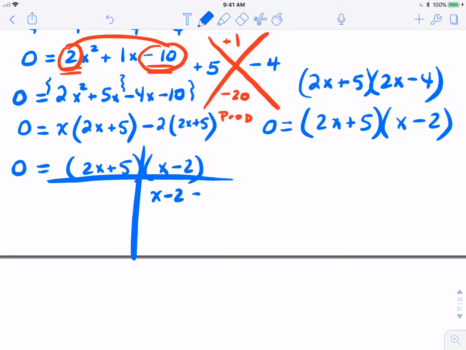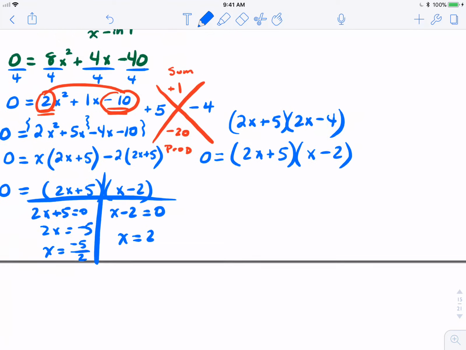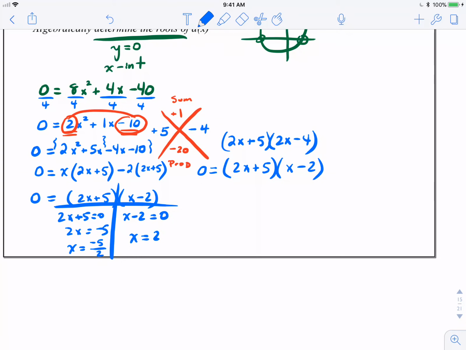I'm going to set each of these binomials equal to 0. I get x equals 2. I get 2x equals negative 5, or x equals negative 5 halves. So those are our two roots.